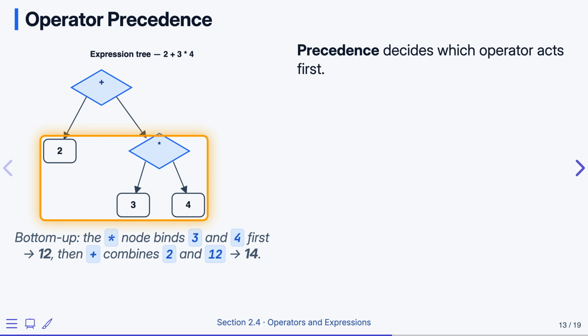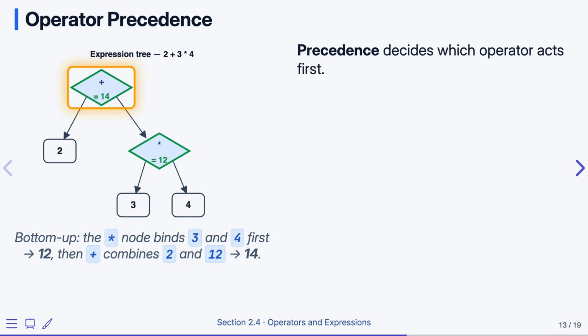Here is the expression tree for 2 + 3 * 4. Start at the bottom with the leaves. 3 and 4 are the two values under the multiply node. 2 sits on its own under the plus node. Evaluation flows from the bottom up. Multiplication binds first, because it has higher precedence. So the multiply node acts before the plus node. 3 times 4 is 12. Now the plus node can act. It combines 2 and the 12 we just computed. 2 plus 12 is 14. That is why 2 + 3 * 4 is 14, not 20.